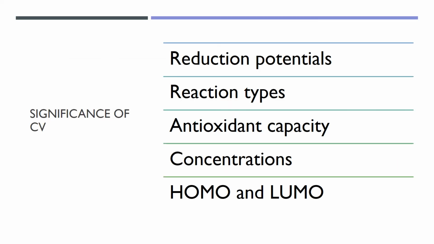So CV can be used to measure reduction potentials, but it can also be used for determination of reaction types, antioxidant capacity, concentrations, and HOMO and LUMO of compounds. So next I'm going to go through the experimental portion of my project.